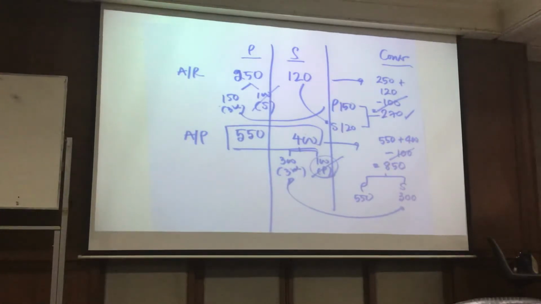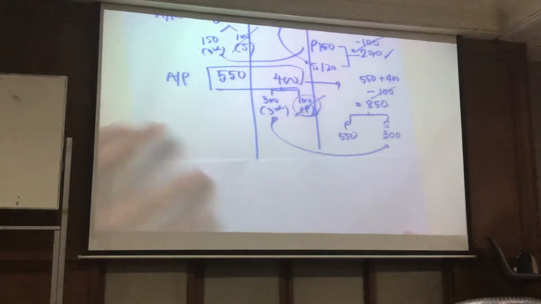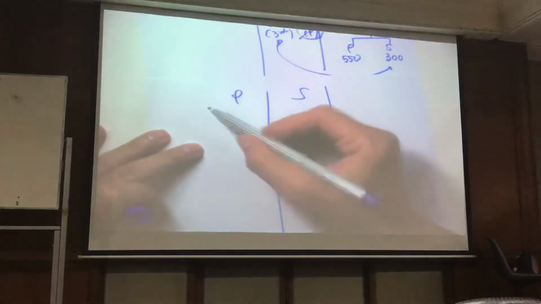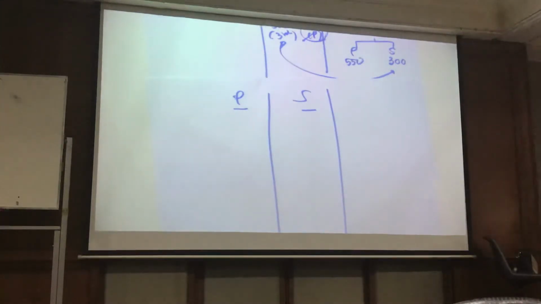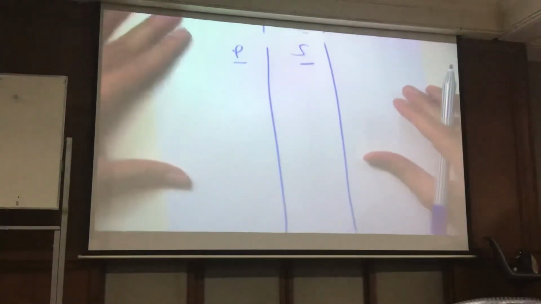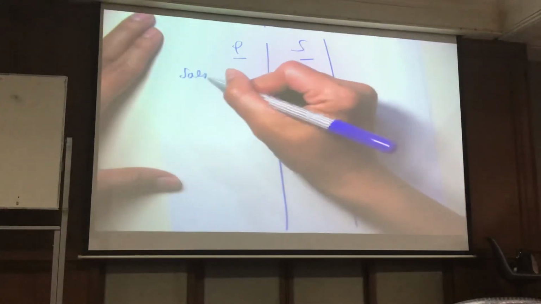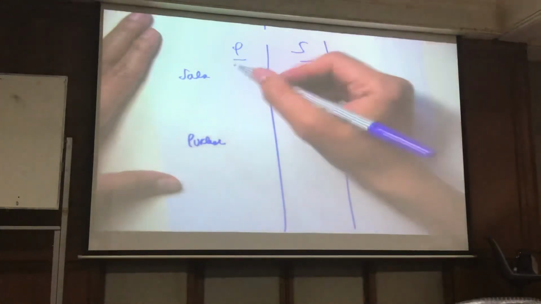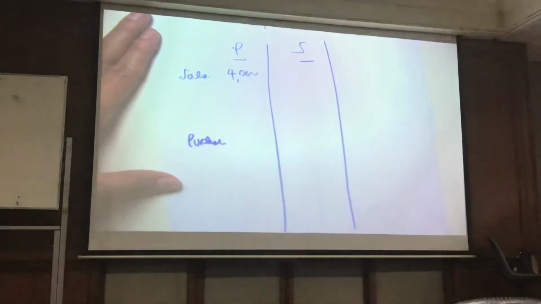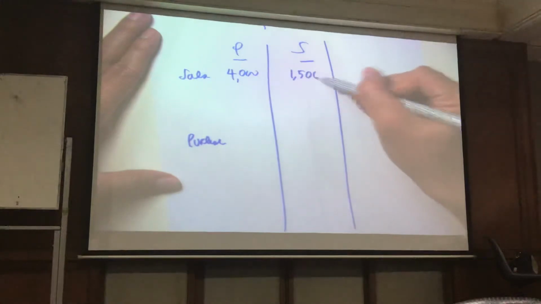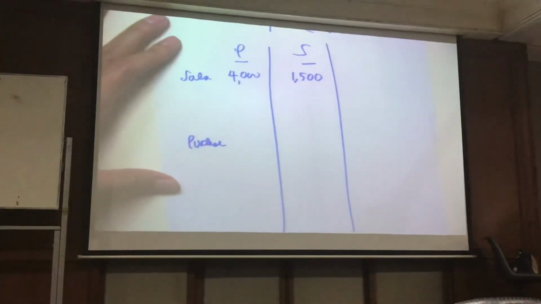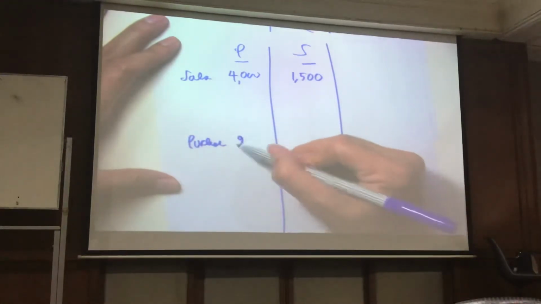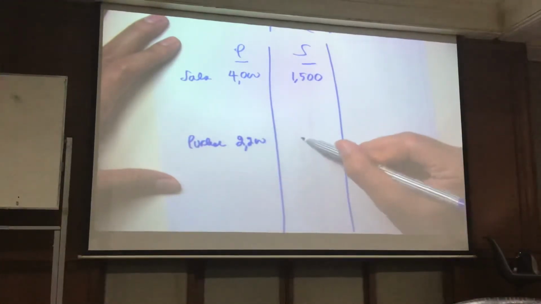Now let's move to the income statement. We have the parent and the subsidiary. We have sales and purchases. Let's say the parent has 4,000 in sales and the subsidiary has 1,500. For purchases in the income statement, the parent has 2,200 and the subsidiary has 800.